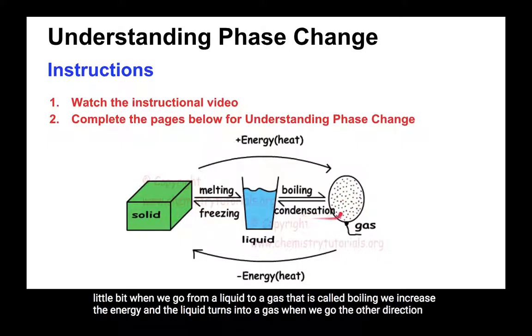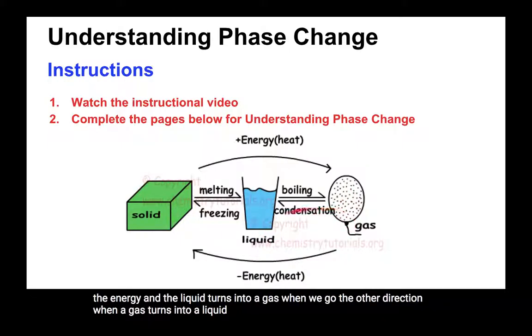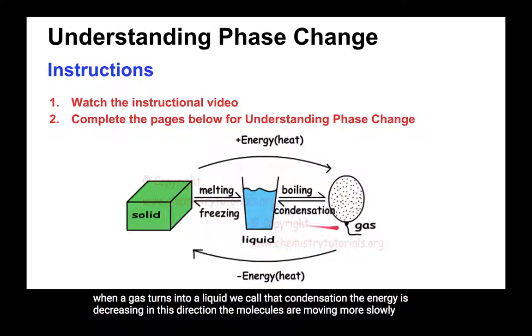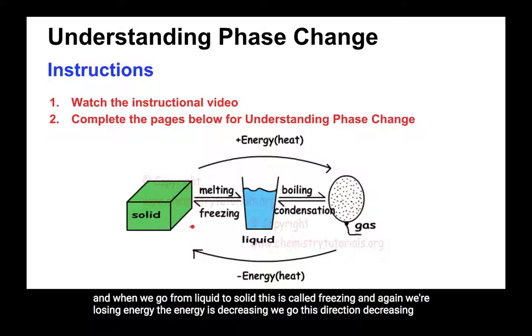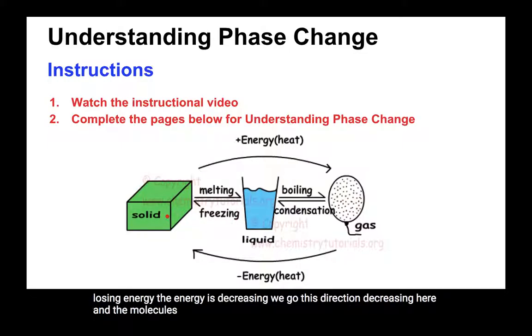When we go the other direction, when a gas turns into a liquid, we call that condensation. The energy is decreasing in this direction. The molecules are moving more slowly. And when we go from liquid to solid, this is called freezing. And again, we're losing energy. The energy is decreasing when we go this direction. And the molecules move more slowly.